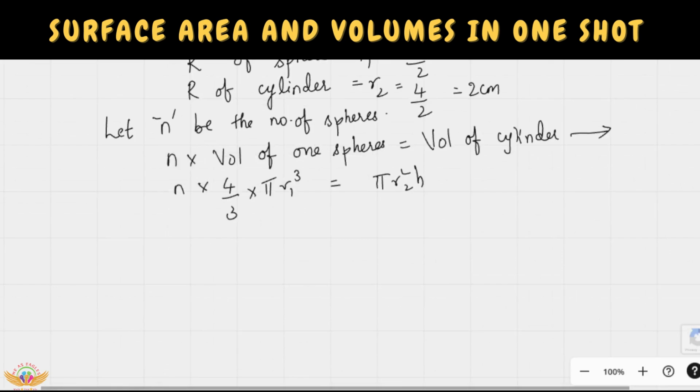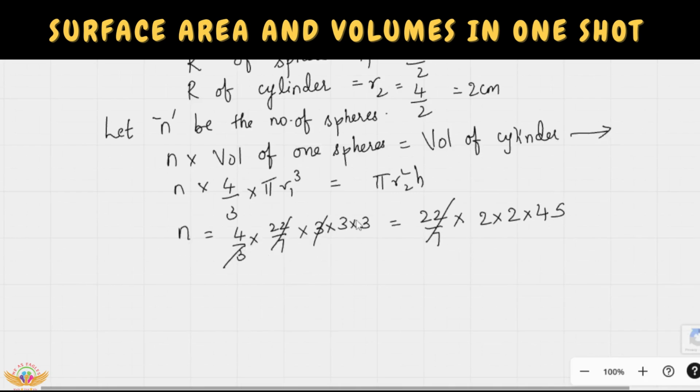Here the sphere's radius is different and the cylinder's radius is different. Note it. Now n is equal to 4 by 3 into 22 by 7 into 3 into 3 into 3, and here also 22 by 7 into 2 into 2 into 45. So cancel the 22 by 7 with 22 by 7, and cancel the 3 over here. 4 3s are 12. 3 ones are 3, 3 ones are 3, 3 fives are 15.